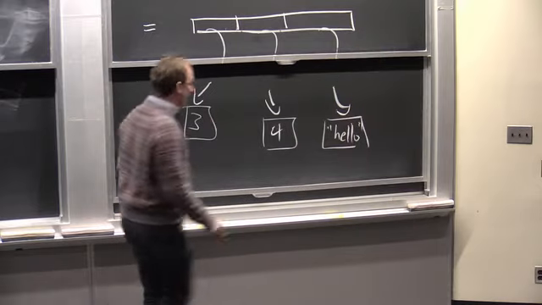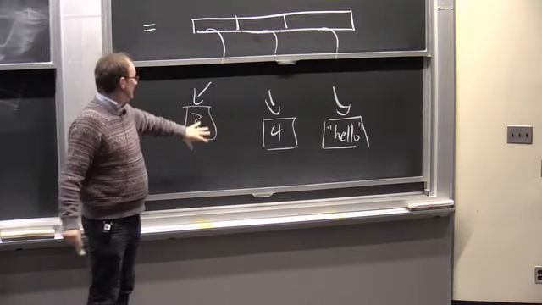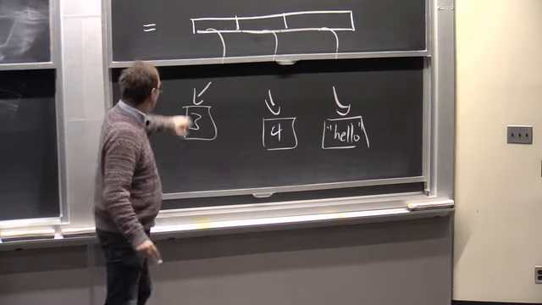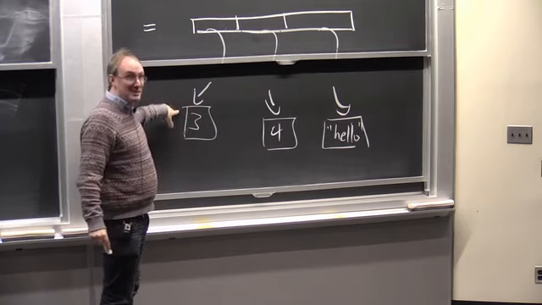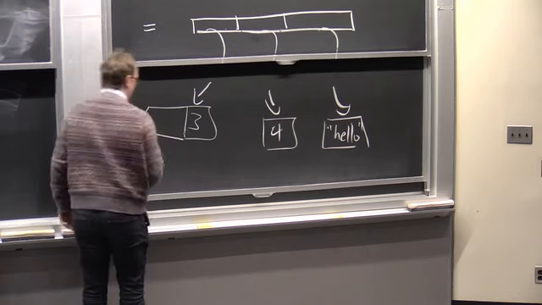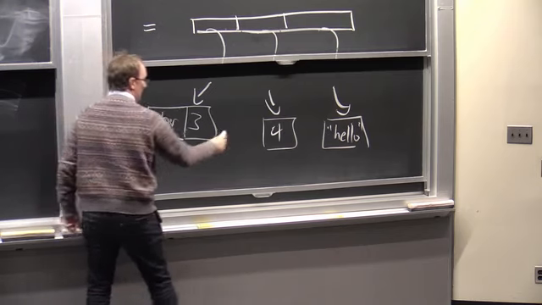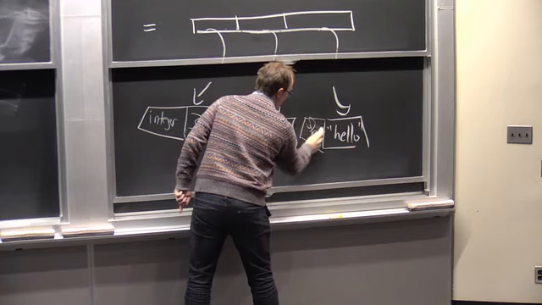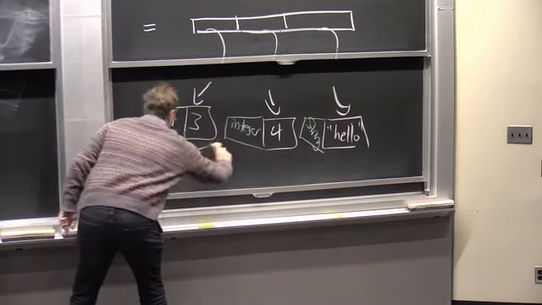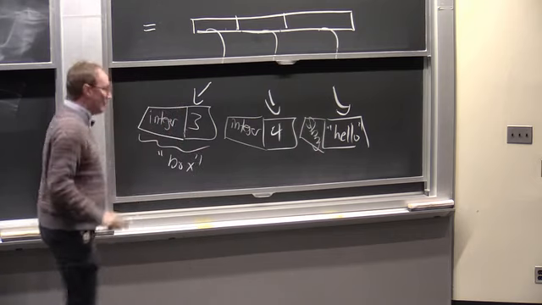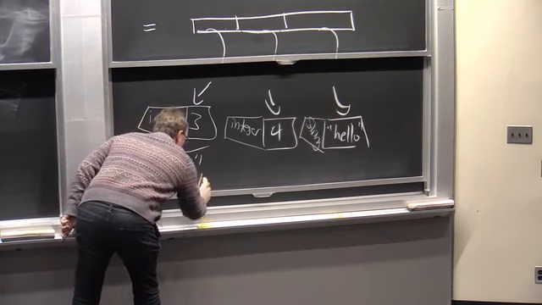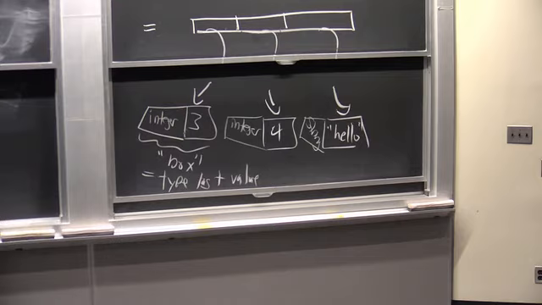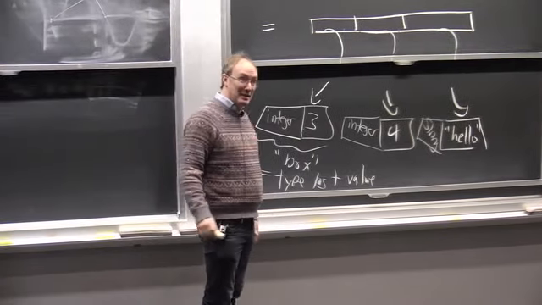But it can't just be that. If this is a 64-bit number, it can't just be a pointer to one 64-bit value in memory, because it has to somewhere store what type this object is. So there has to be a type tag that says this is an integer. And this one has to have a type tag that says it's a string. Right? So this is sometimes called a box. You have a type tag, plus a value.